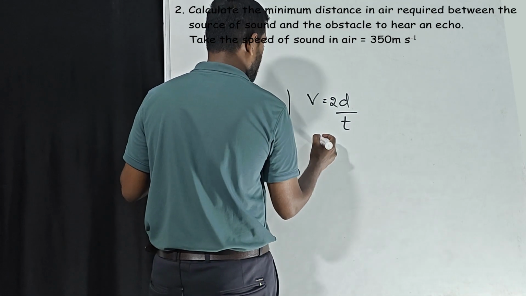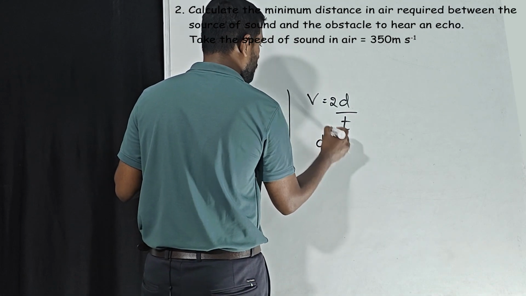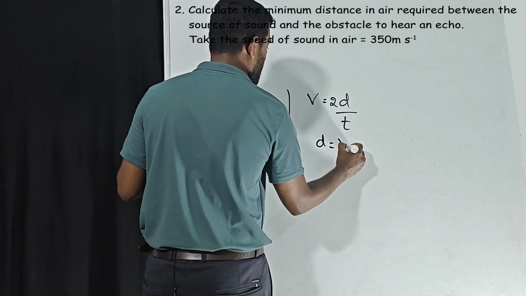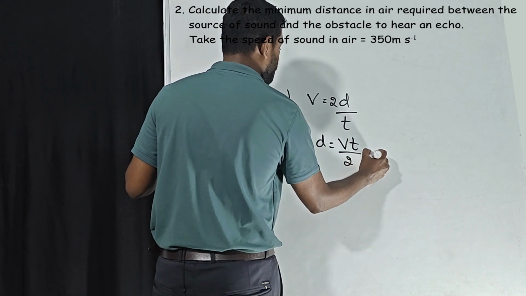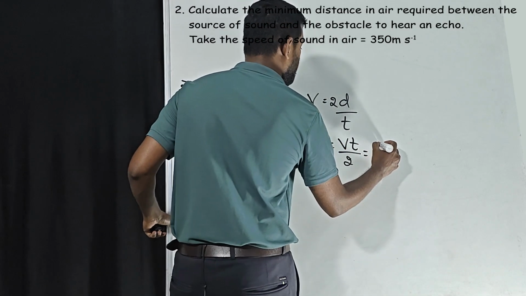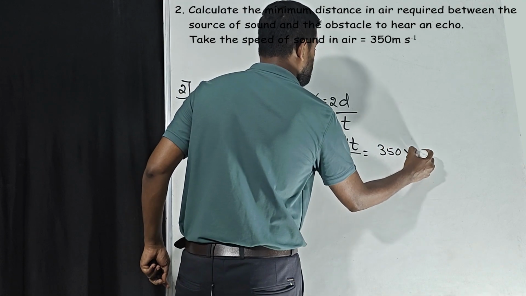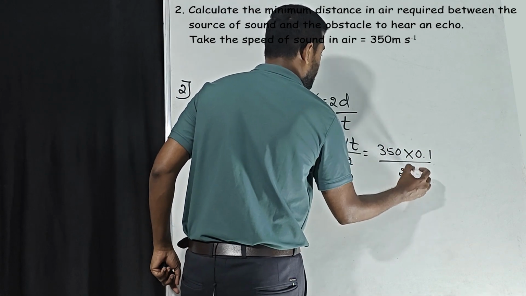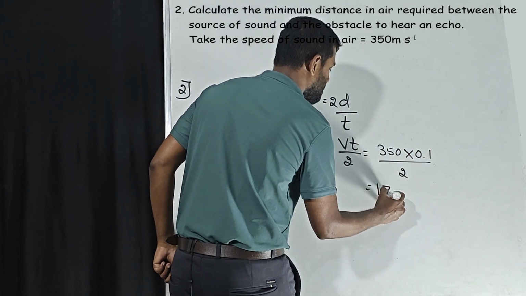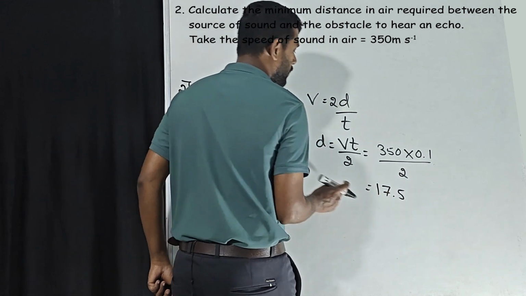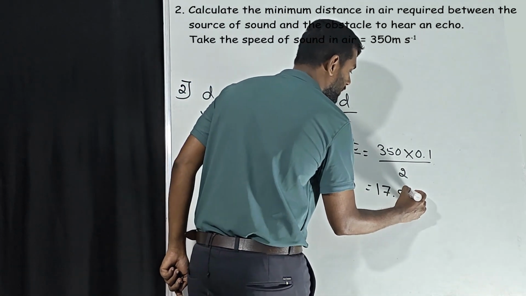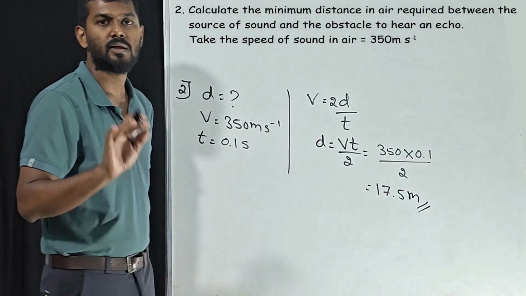This is the formula. So D is equal to, if you send all these things to that side, Vt by 2. So what is V? That is 350 into 0.1 divided by 2. If you solve this one, the answer will be 17.5. What are we finding? Distance. What is the unit of distance? That is meter. That's it.